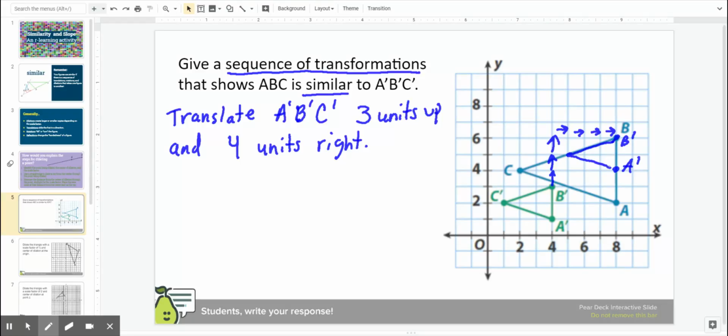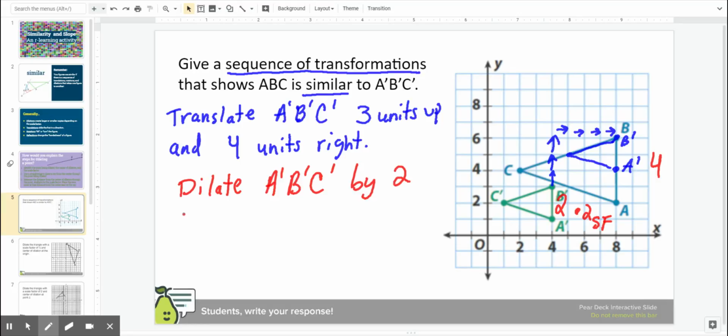So now we would need to dilate. So in order for us to dilate, we need to figure out the scale factor. So I'm going to change colors here. So we look at segment AB and A prime B prime, their corresponding sides. So A prime B prime has a length of 2, and AB has a length of 1, 2, 3, 4. So we know our scale factor is going to be 2 because 2 times 2 gives us 4. So 2 is our scale factor. And then after we translate, we can dilate triangle A prime, B prime, C prime by 2.